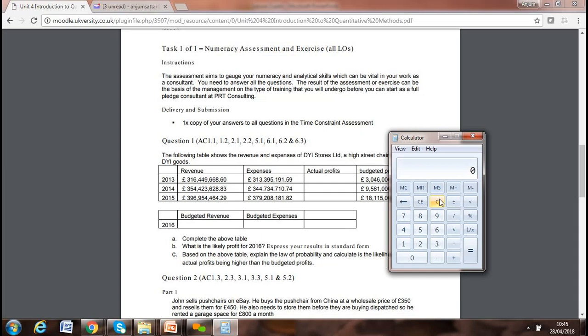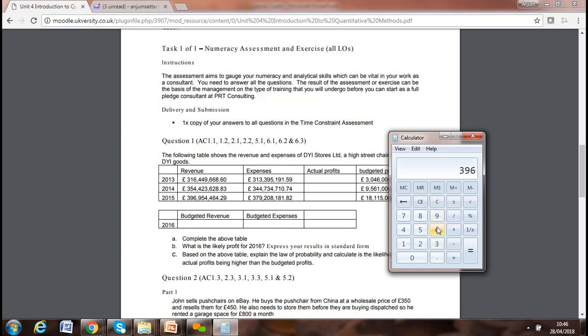Sir, one thing I'm confused about is that when we calculated the budgeted revenue, we took the years 2013 and 2014. Why didn't we take the years 2014 and 2015 to find out the trend? Like, was it increasing or do we have the same trend? I checked it first. We'll check it again.